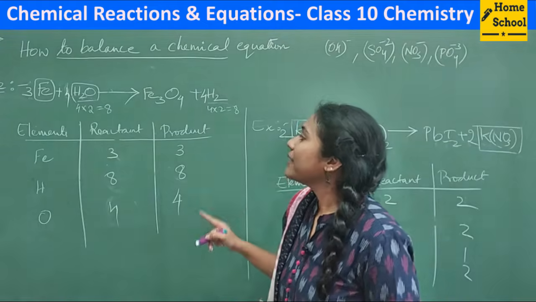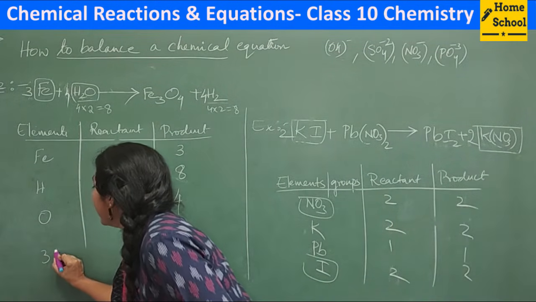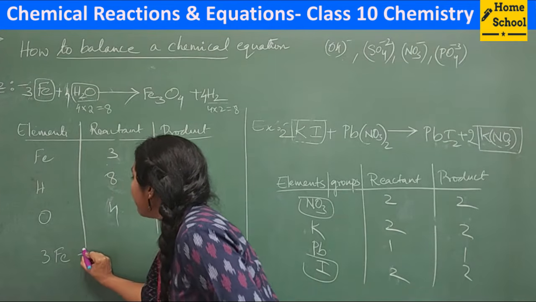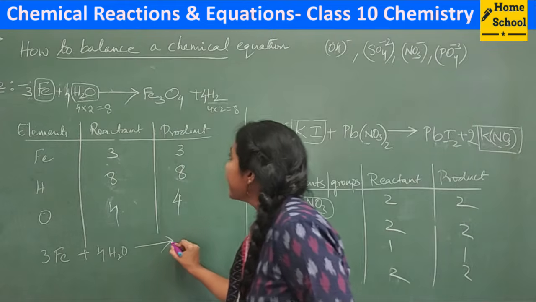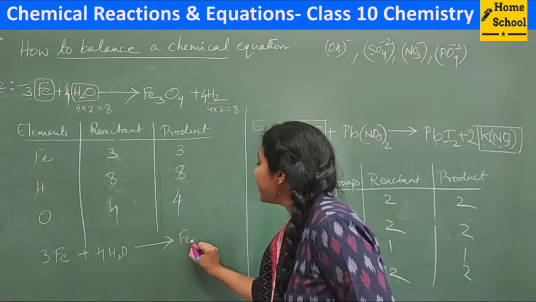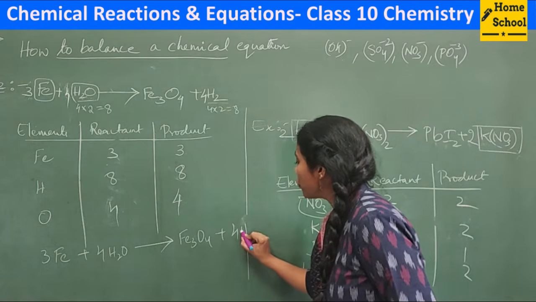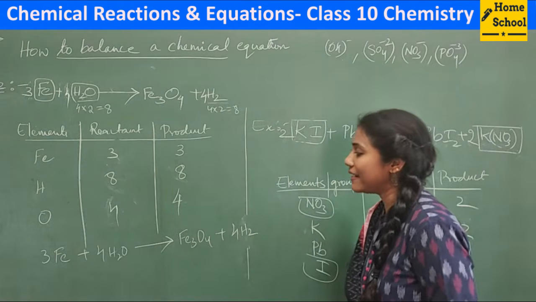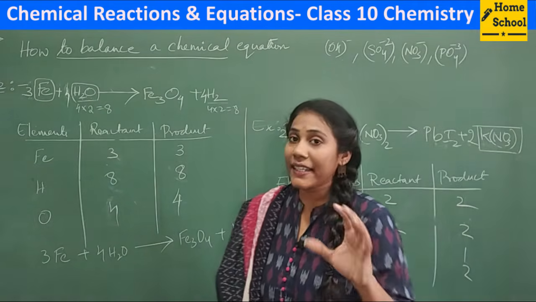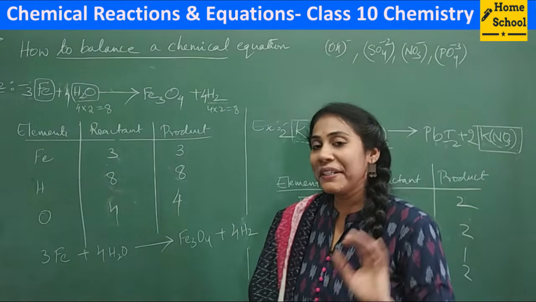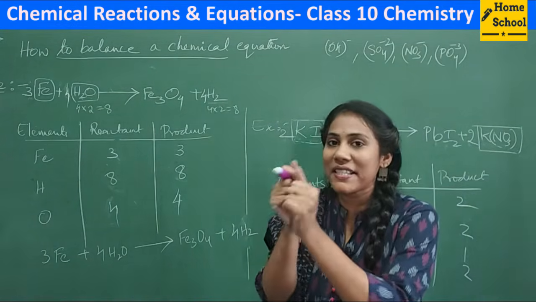Okay. So what is the balanced equation? 3Fe plus 4H2O, okay, giving you Fe3O4 plus 4H2. This is a complete balanced equation. Can you tell me, is it a 100% correct equation? Is the work 100% over after balancing? Can I tell it as a 100% correct equation?